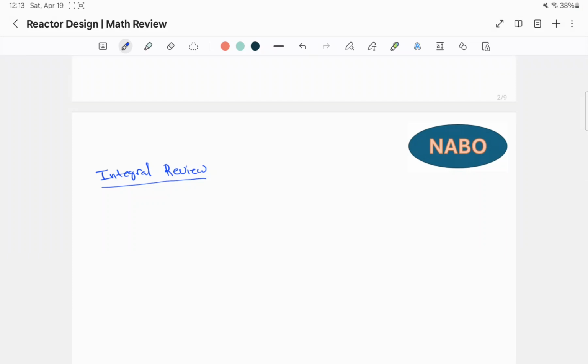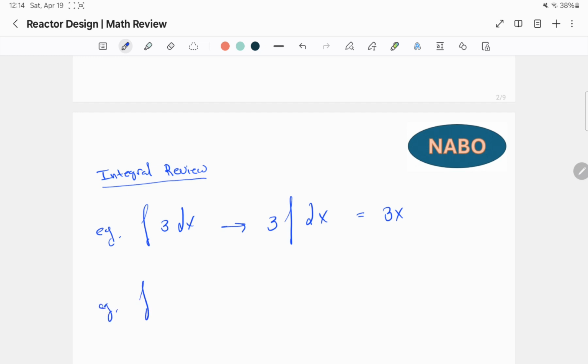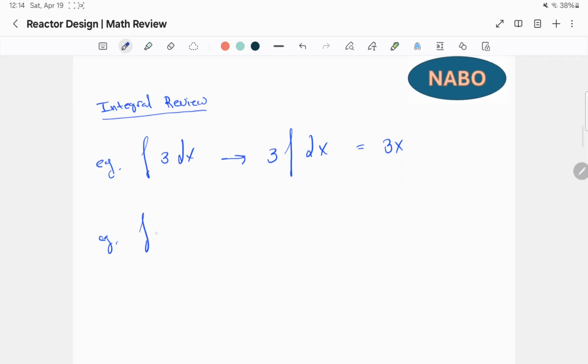Hello everyone, on today's video we will review some common integral examples that you'll see in reactor design. We'll start with a simple example, integration of a constant, integral of 3 dx. The 3, since it's a constant, can leave the integral, so it's 3 times the integral of dx, which is 3x. So basically when you integrate a constant, it's the constant times x. So if it's the integral of 4 dx, that will equal 4x.